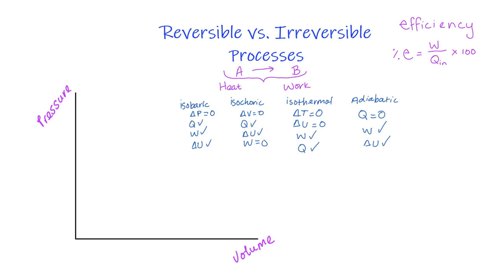Now, why I'm reviewing all four of these very quickly is because we're going to be looking at a pressure-volume diagram. And something that confused me when I first learned about reversible versus irreversible processes was that I assumed I would have to be able to tell if a process was reversible or irreversible by looking at a PV diagram. And the truth is, you cannot tell if a process is reversible or irreversible from a PV diagram without additional information. So let's take a look at that.